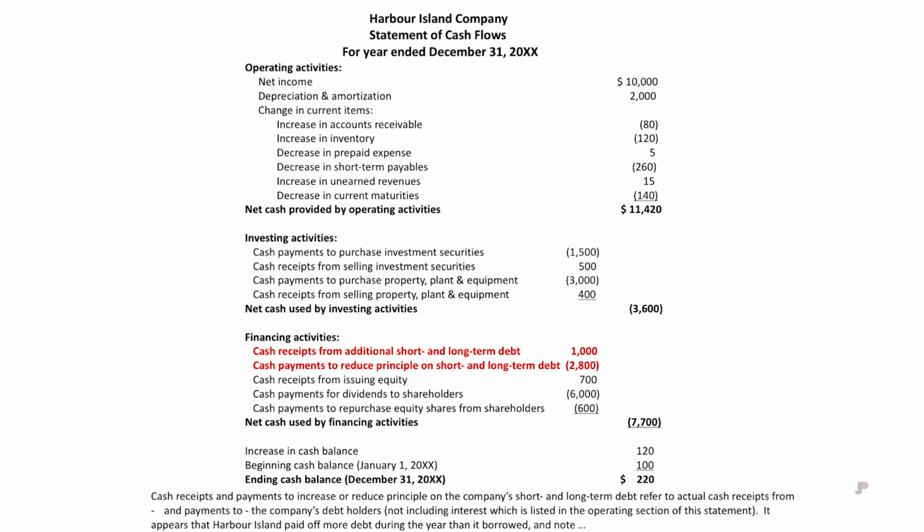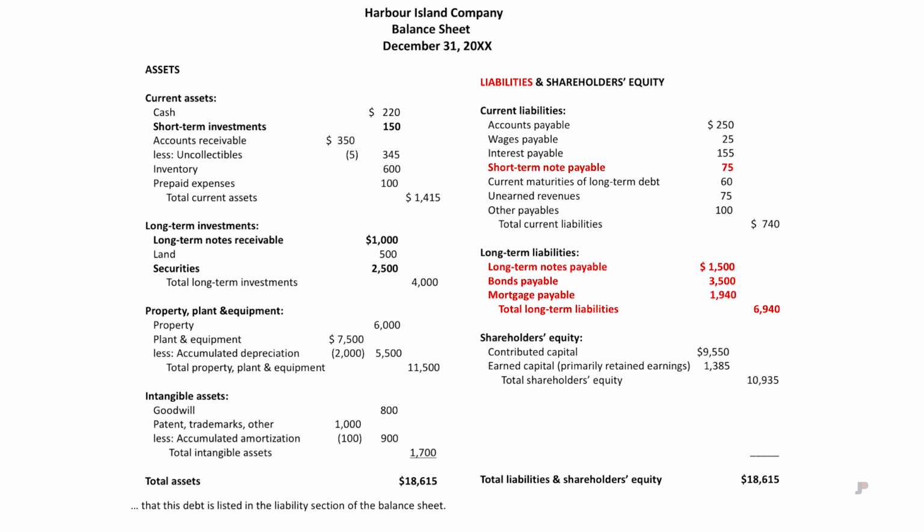Cash receipts and payments to increase or reduce principal on the company's short and long-term debt refer to actual cash receipts from and payments to the company's debt holders, not including interest, which is listed in the operating section of this statement. It appears that Harbor Island paid off more debt during the year than it borrowed. And note that this debt is listed in the liability section of the balance sheet.